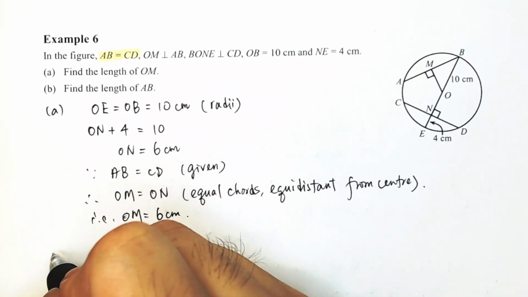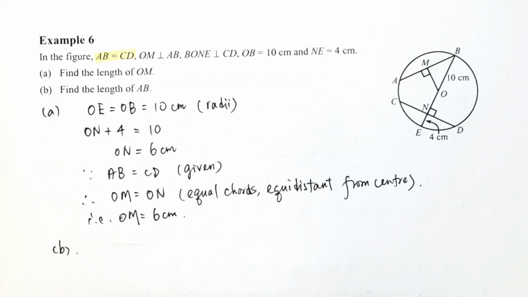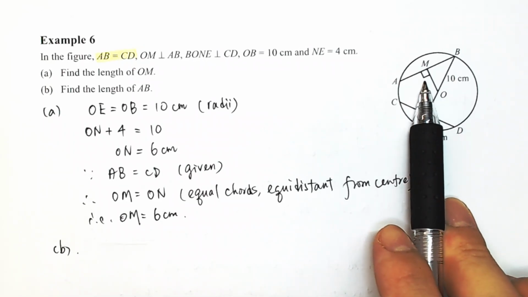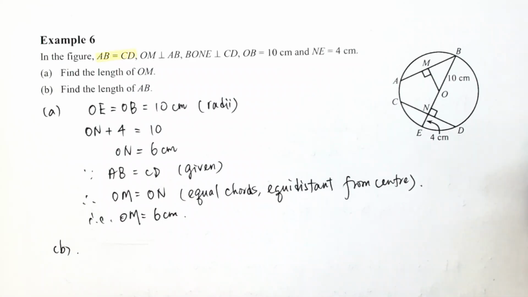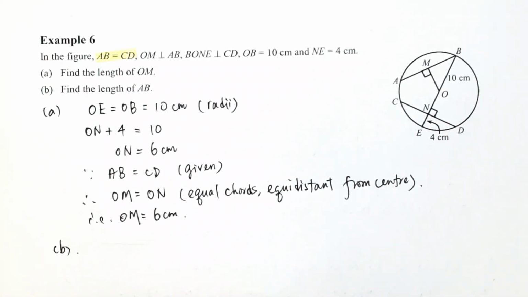Okay. Now part B, find the length of AB. To find the length of AB is the same as to find the length of AM or MB and multiply by 2, because you have the perpendicular line here. And you know OM is 6 now, so you can use the Pythagoras theorem to find the length of BM. Now, find the length of BM first.